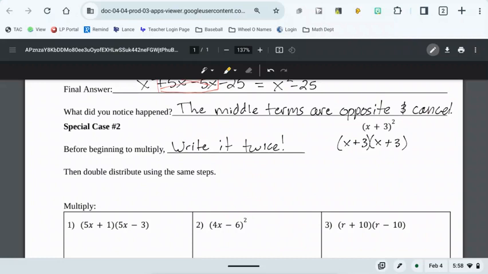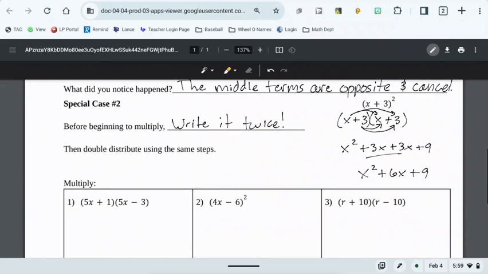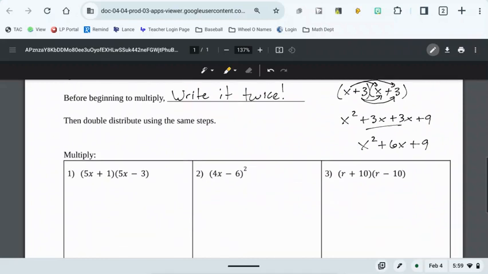So first term times first term, x times x gives us x squared. First term times second term, we get plus 3x. Second term times first term, plus 3x. And second term times second term gives us plus 9. Combine like terms, we get x squared plus 6x plus 9. Okay, so those are the two special cases that we're going to come across when we are multiplying polynomials.